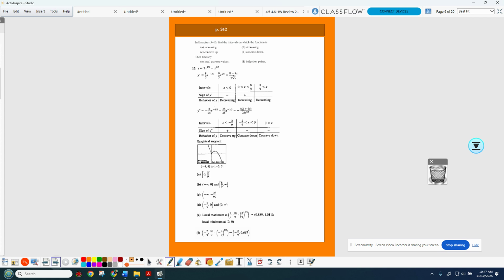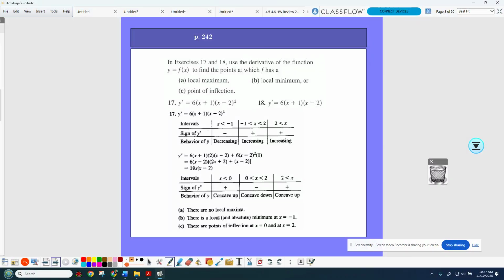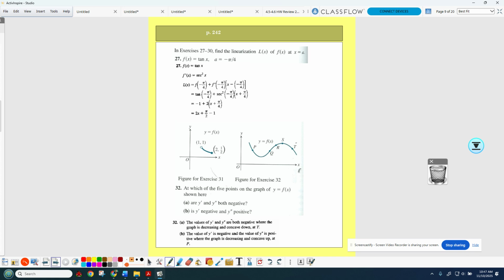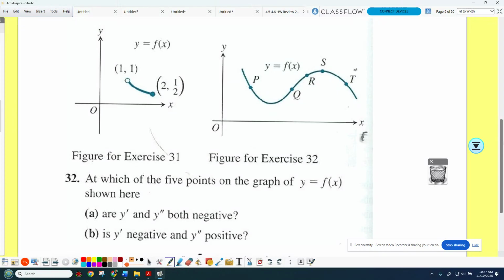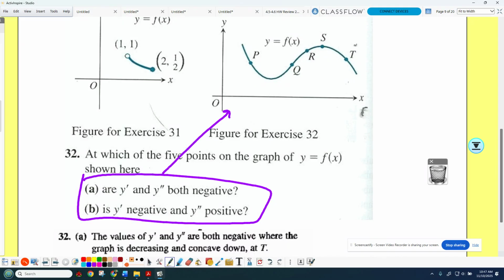Do you have issues with finding concavity or stuff? Let's see. If that's the equation of the function, tell me a coordinate where y prime and y double prime are both negative.